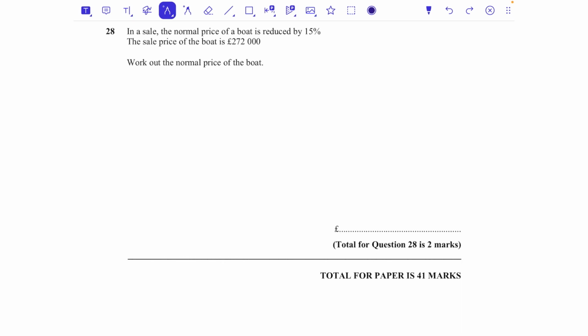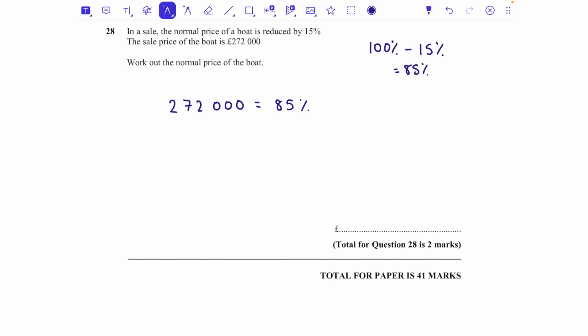And last but not least, question number 28. In a sale, the normal price of a boat is reduced by 15%. The sale price of the boat is $272,000. Now that means that someone has already taken 15% off. If you start with 100% and someone has already taken 15% off, what you're left with is 85%. So the first mark here is going to come from 272,000 equals 85%. So you're recognising that actually 15% has already been taken off to give that value.